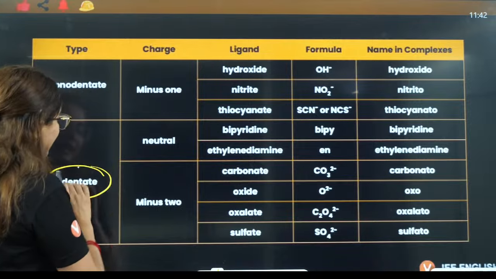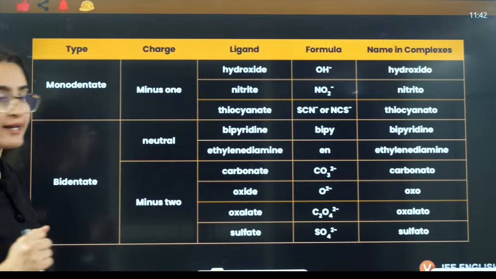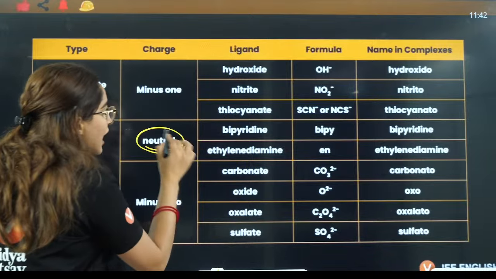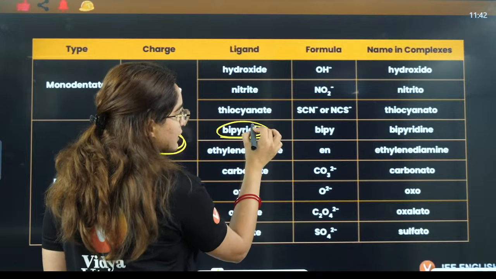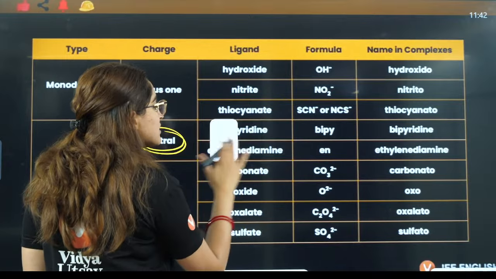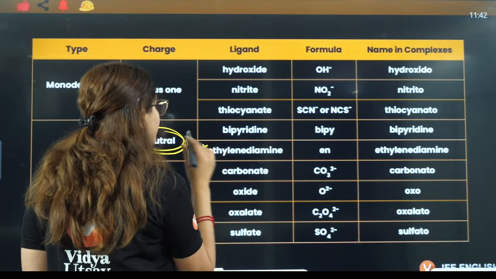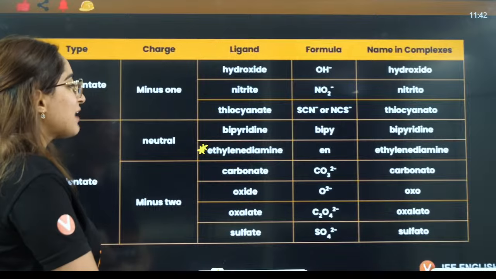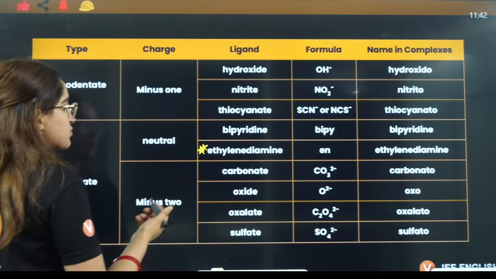Then bidentate ligands means they have two donating sites. Neutral ones are like bipyridine. Ethylene diamine is very famous and very important. And how do you write ethylene diamine? You write it like this. Wait a minute.